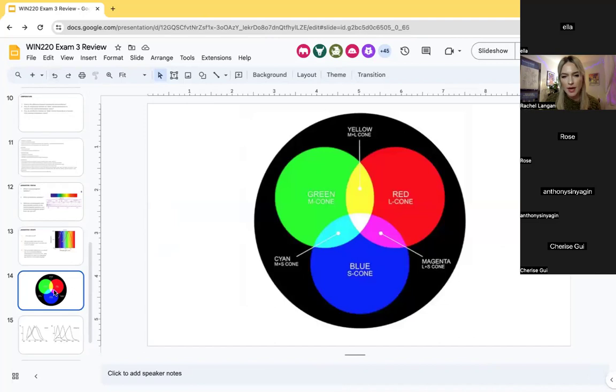So I kind of highlighted that here. This is showing you what you see if you stimulate a combination of each of those cones. Questions on that?